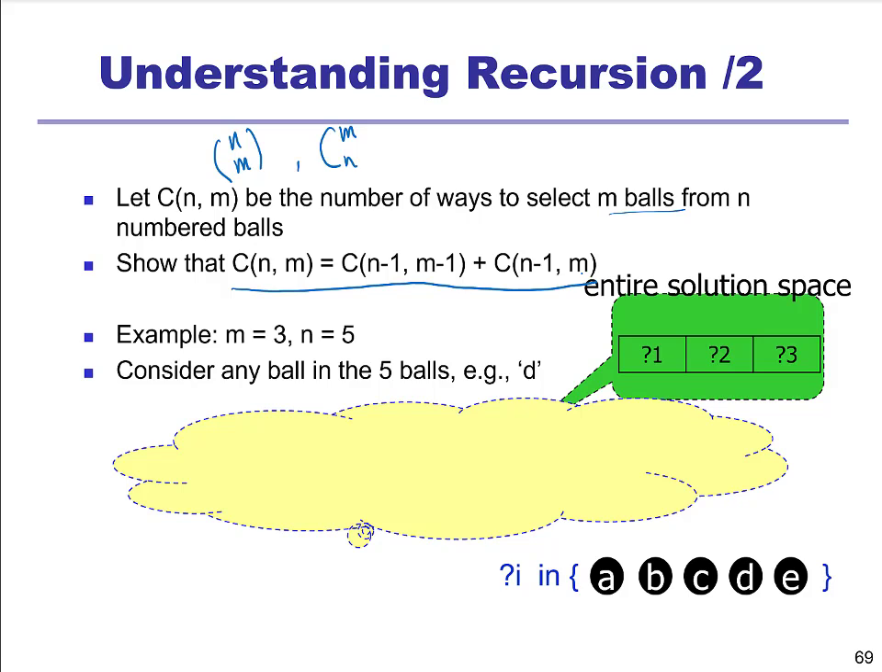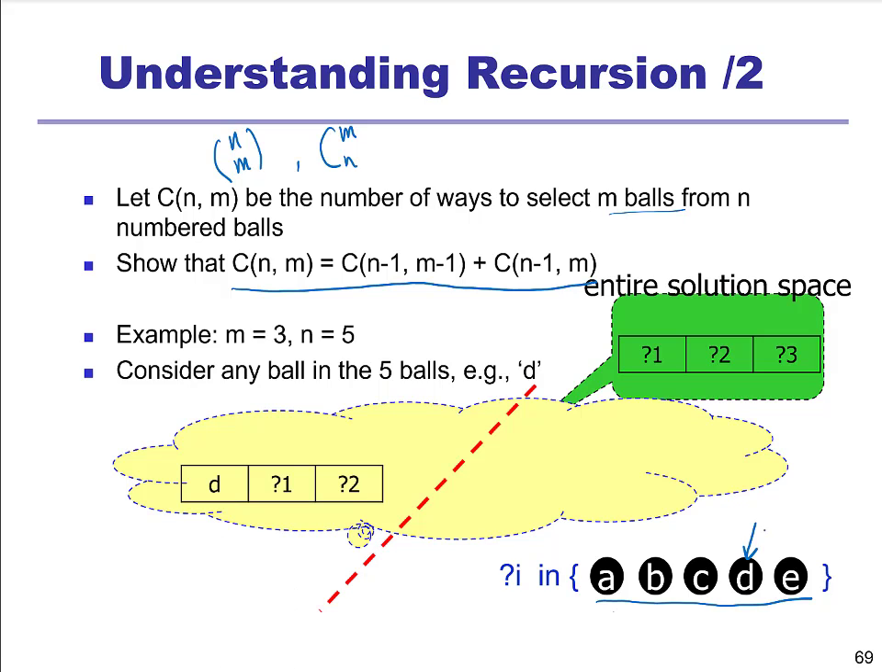Let's use an example to show the correctness of this recursive step. Let's assume that m equals 3 and n equals 5. Considering any ball among the 5 balls, if we number these 5 balls from A to E, let's consider D. So there are 2 conditions.